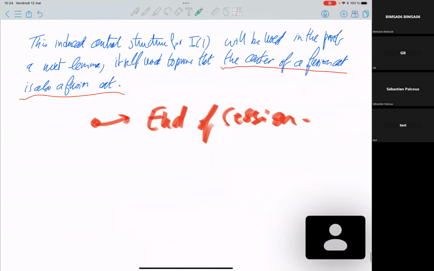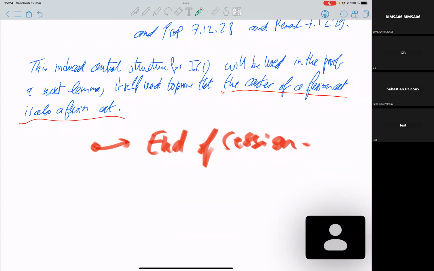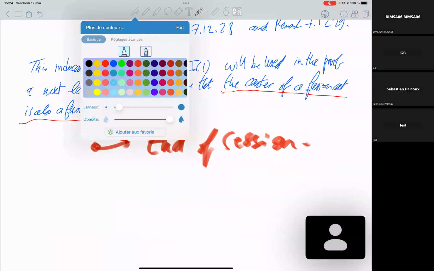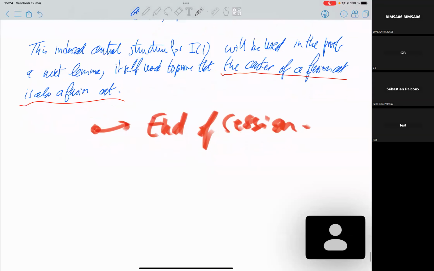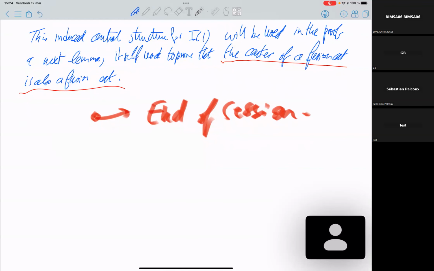And it's modular if it is spherical. Okay, so this is in the next section, the duality for fusion category.